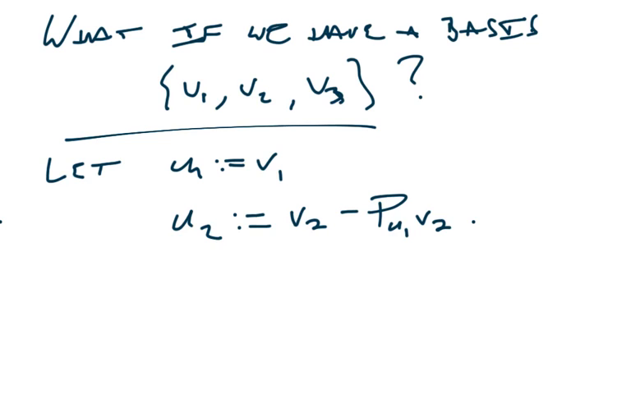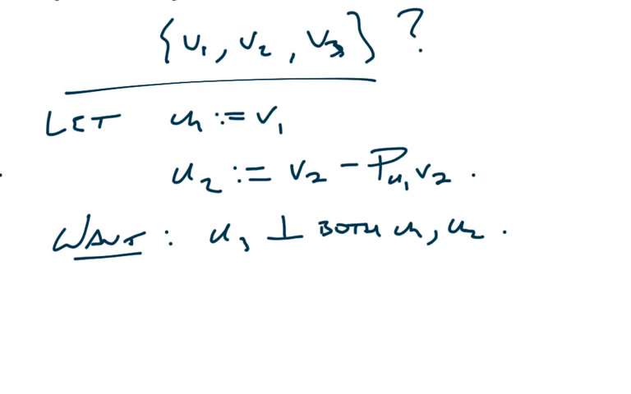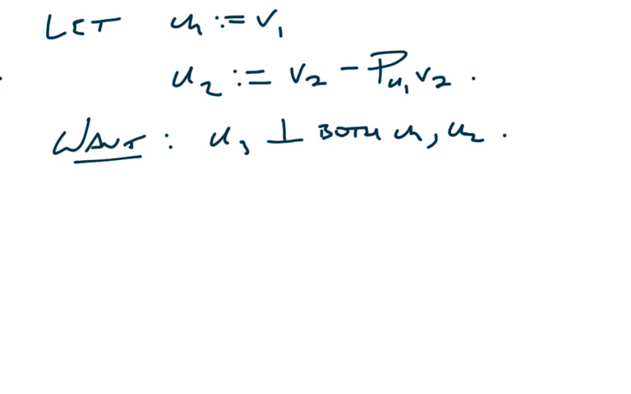Now the question becomes, what do we do with u3? How do we figure out u3? We want u3 to be orthogonal to both u1 and u2. And it shouldn't just be any old vector. It should be something that's generated from the original basis. This is that sense of coherence that I mentioned. So it should be something that's generated from the original basis.